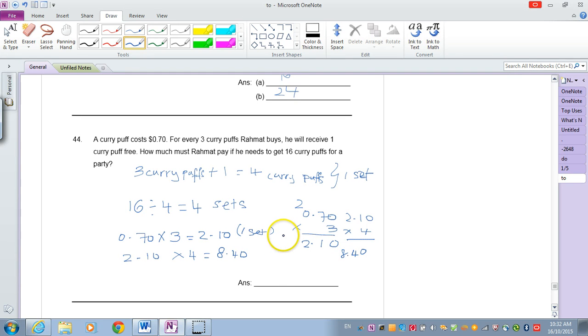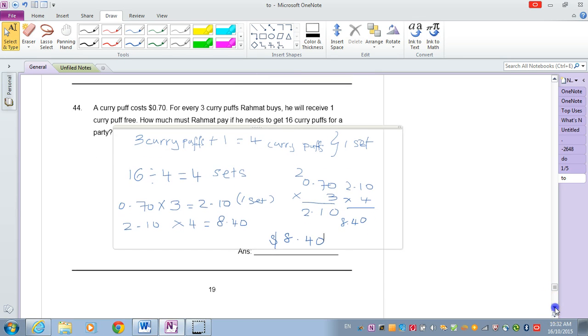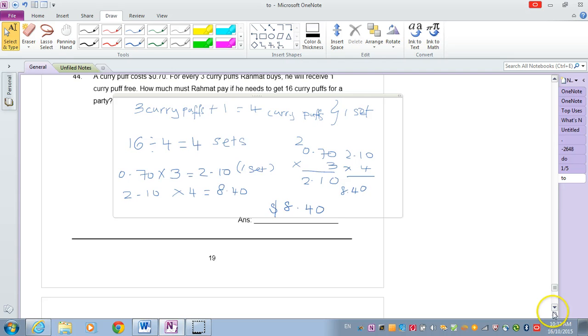So he would need to pay $8.40. Don't forget your dollar sign. It's money. $8.40. Alright? Now let's move on to question number 45.